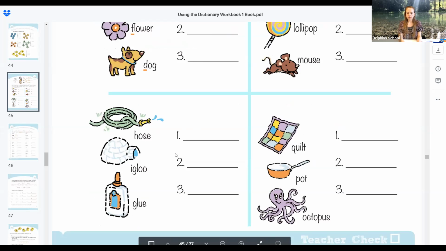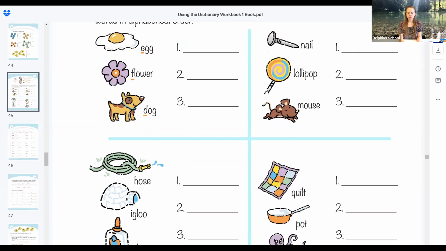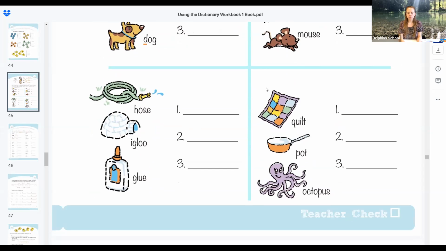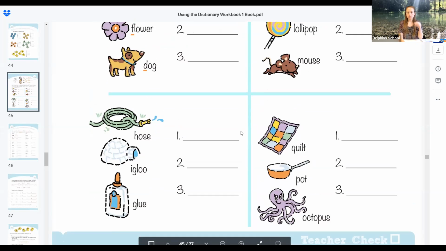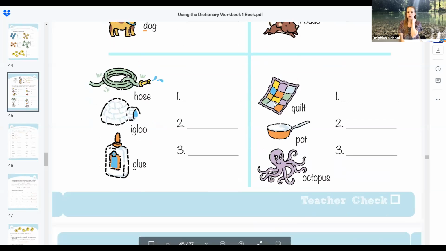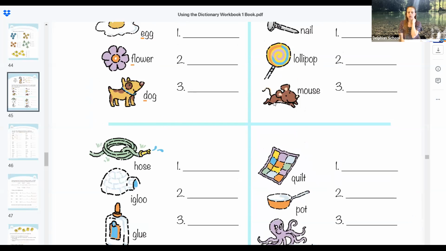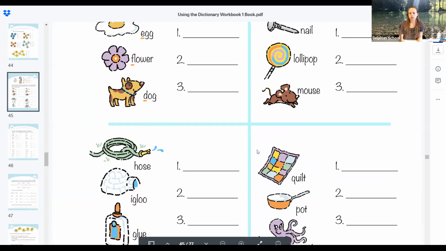So let's see what we got here. We have egg, flower, and dog. So obviously AG's got dog, egg, flower. Perfect. That's right. And how about the next one? We have nail, lollipop, and mouse. So what order would those go in? Good. April wrote back just L, N, M, but we actually would have the M word go first, right? So we would have L and then M for mouse, and then we would have N for nail.